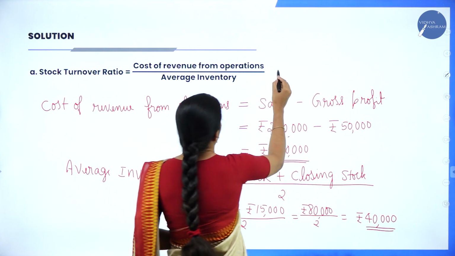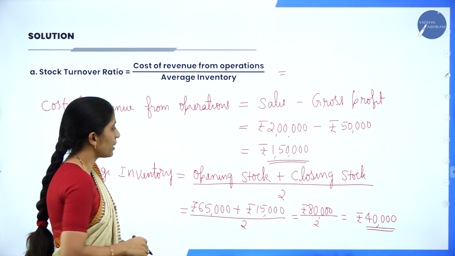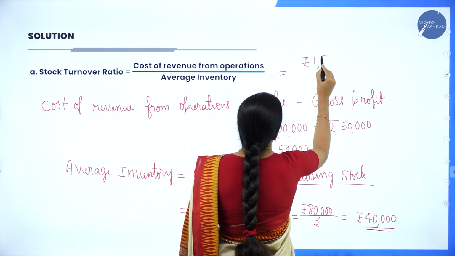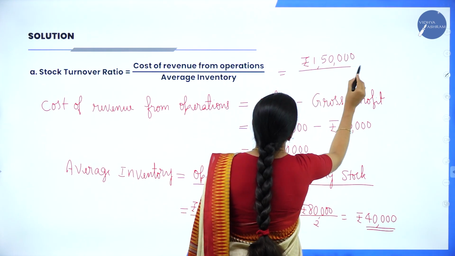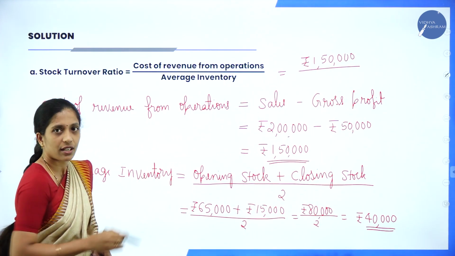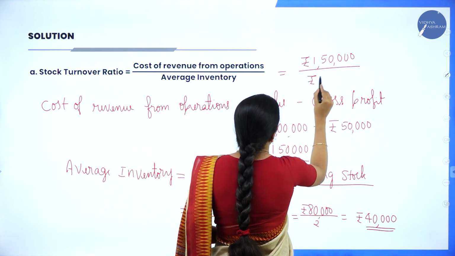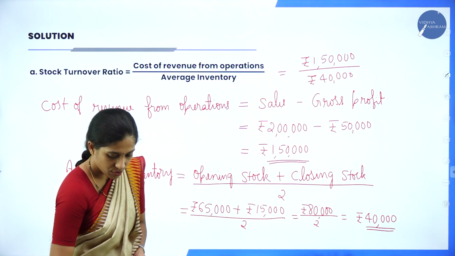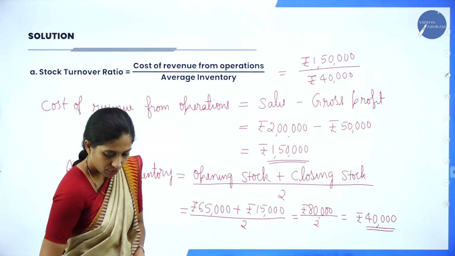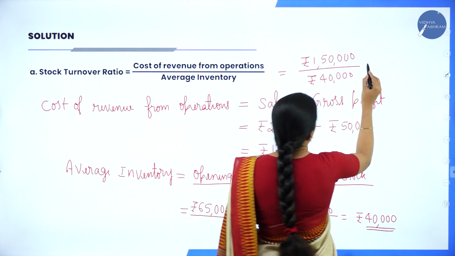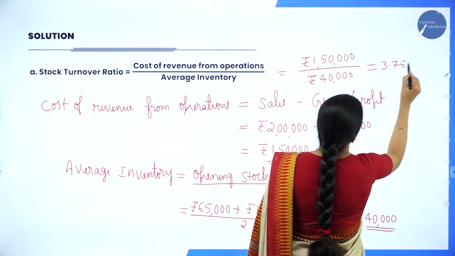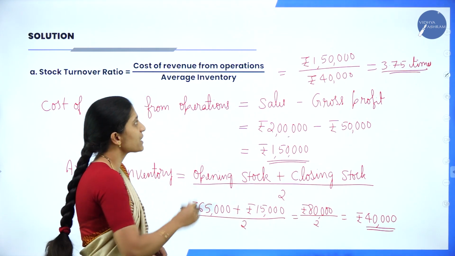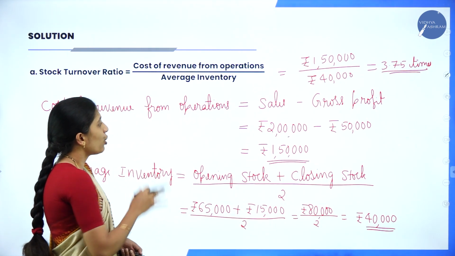Now you can apply the formula here. Stock turnover ratio is equal to cost of revenue from operation, which is rupees 1,50,000, divided by average inventory. Inventory we have found out, that is rupees 40,000. So 1,50,000 divided by 40,000 is equal to 3.75 times. So inventory turnover ratio is measured in terms of times. So 3.75 times. Hope you are clear about it.